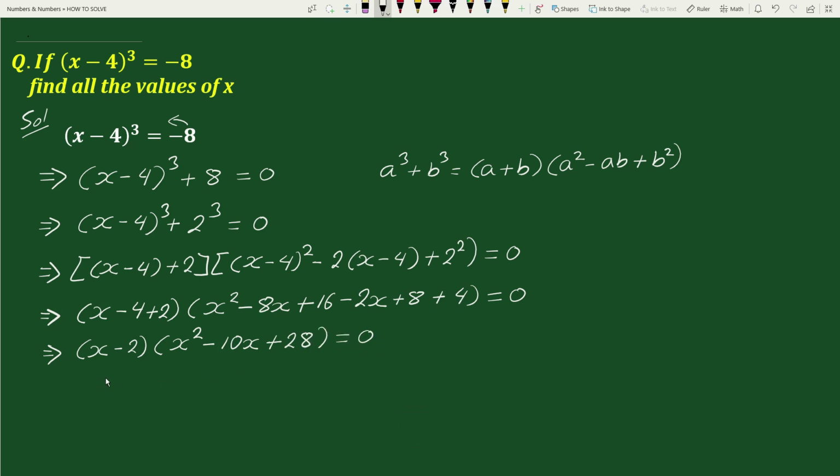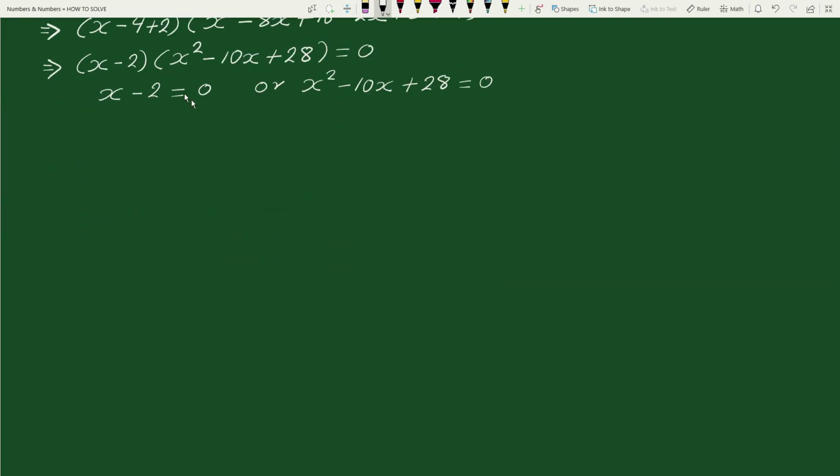This implies that either x − 2 = 0 or x² − 10x + 28 = 0. From here x = 2, or this is a quadratic equation. To solve this quadratic equation, we will use the quadratic formula, that is x = (−b ± √(b² − 4ac)) / 2a.